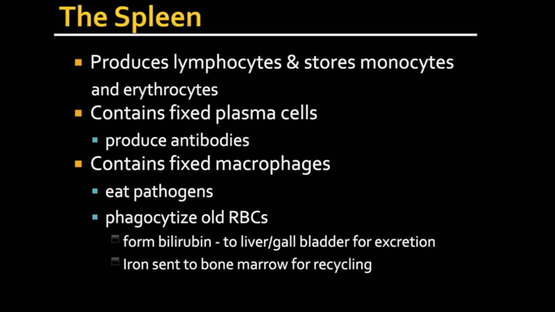And the spleen also contains fixed macrophages. Now, when I say fixed, I'm talking about they live there. They don't travel through the bloodstream. They have a home and a purpose. Macrophage, again, means big eater. So those macrophages that live in your spleen eat pathogens and destroy old, tired, worn out red blood cells. There's no nucleus, there's no DNA, so red blood cells can't reproduce.